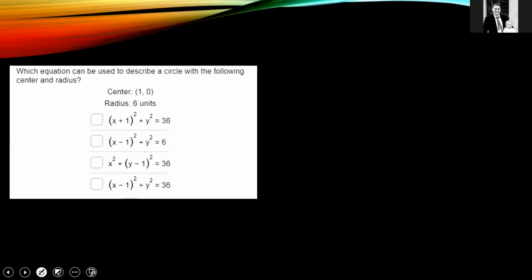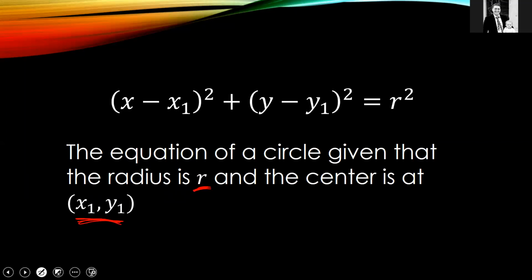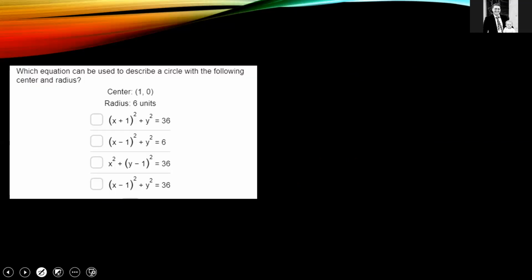Let's do some examples. It says, write the equation that can be used to describe the circle with the following. Okay, so we're given our center and our radius. One thing to point out is that everything is squared. So I'd have x minus my x value, which is 1, plus y minus my y value, which is 0. These are both squared. And then we have equals our radius, which is 6, which is also squared.